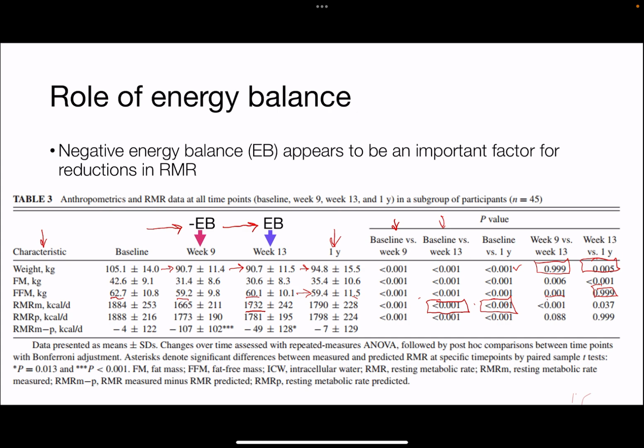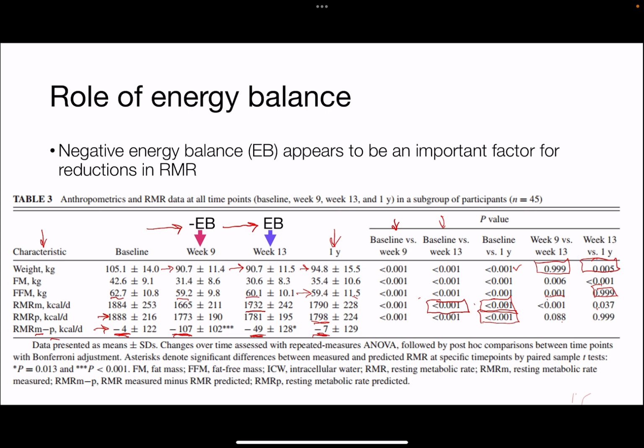If we look at our predicted, it's fairly close. In fact, it's easier to look at the measured minus the predicted. The difference between the two is only 4 kcal. But we see that our predicted becomes less accurate in energy restriction. It's different by 107 kcals. Then at energy balance, it gets a little bit better, but it's still not near baseline. And it tends to even out at around a year. So we see that at a year, the prediction starts to look better, but it's still significantly different than baseline.